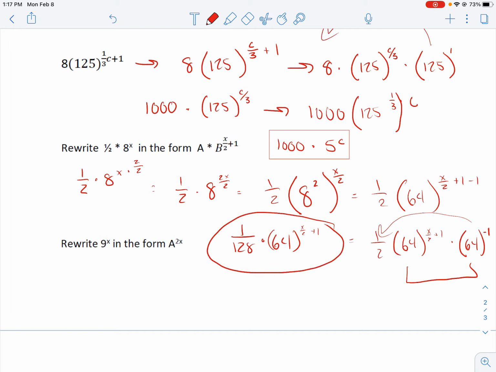Okay, and finally the last one. All right, we need to take this and make it look like we have a 2x there, right? And so instead of just multiplying through, I see that there's something special about 9. That's actually just 3 squared. So I bring that 2 out, and there's our answer.